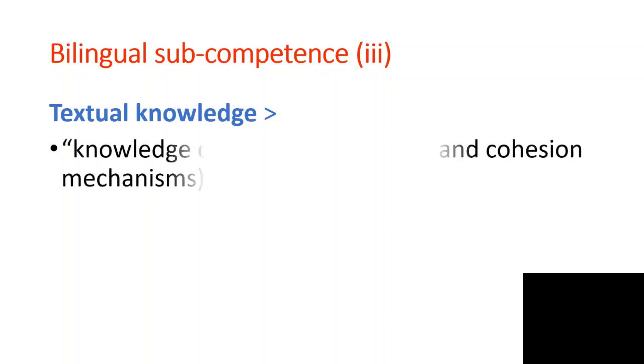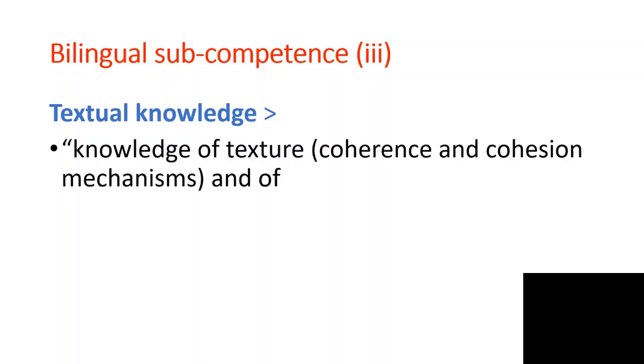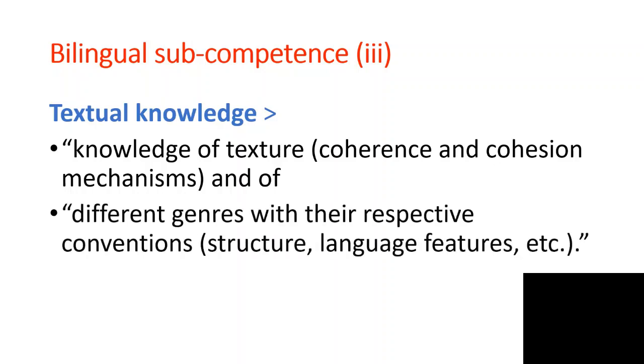Then we also need to know about texts. Remember, we deal with texts. Translators translate text, not languages. So we need to make sure that we know about texture. When we refer to texture, we're talking about coherence and cohesion. How texts work, how texts are held together by the use of certain mechanisms. We need to know and master those in both languages.